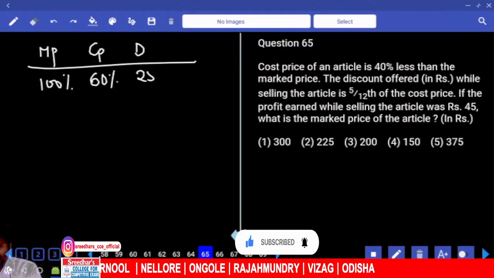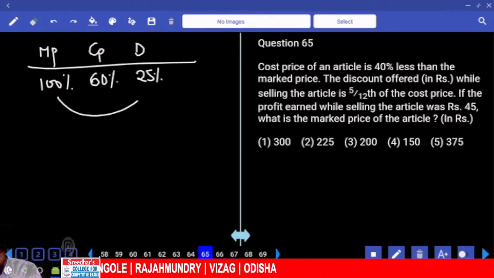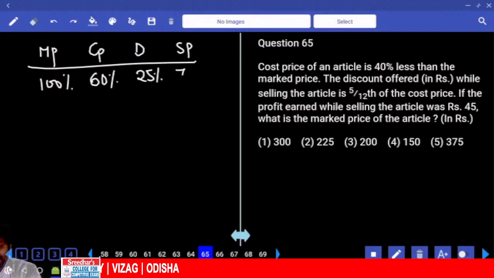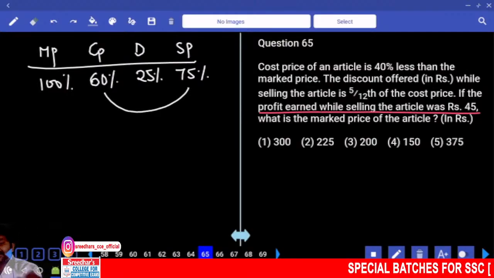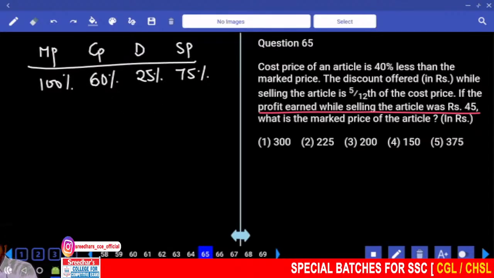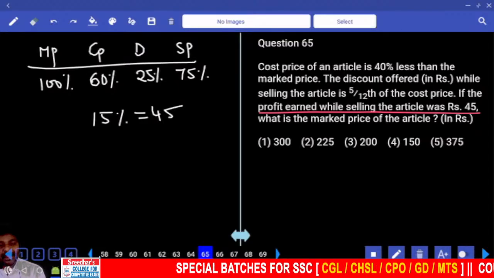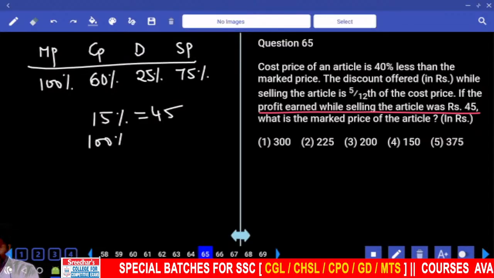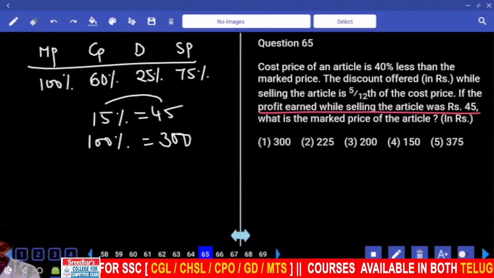If it is discount, do we have to add or subtract? Subtract. From market price, if you give 25 discount, at what price do you sell the item? 75%. Correct? Now, the profit earned while selling the article was 15, 60%, 75%. Difference 15% is equal to 45. Market price of the item 100%. 15, 45. 100, 3 times, 300.